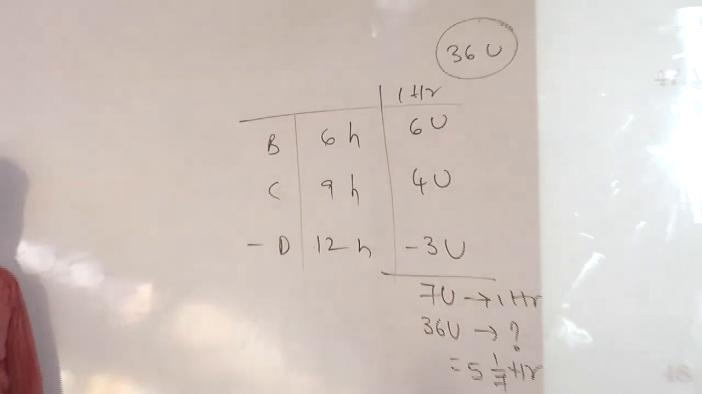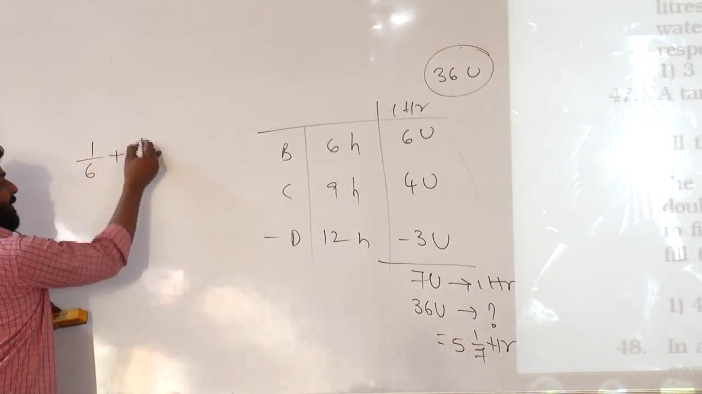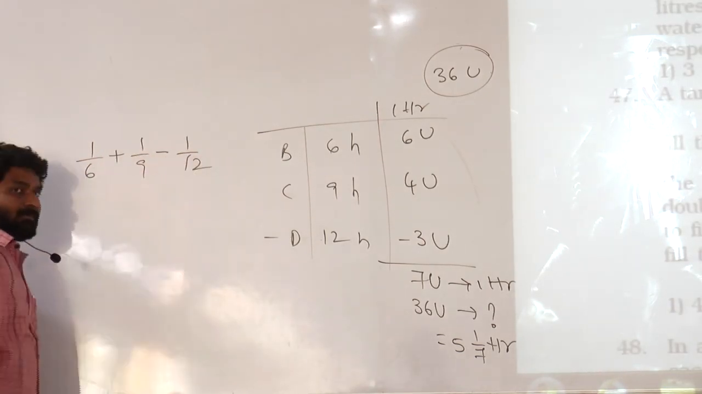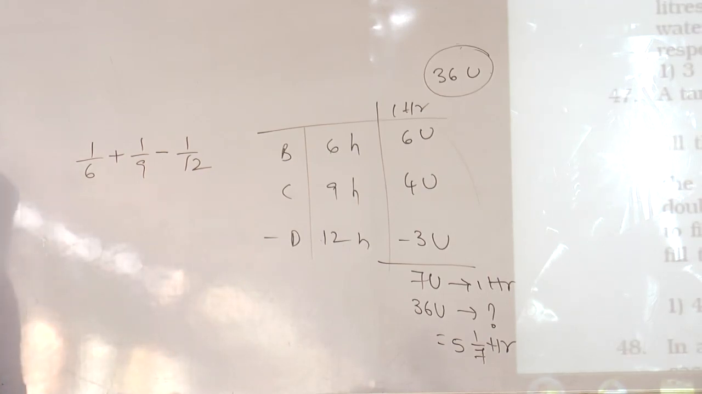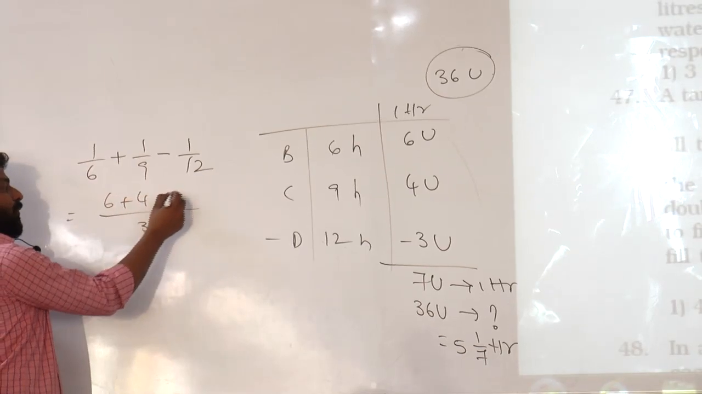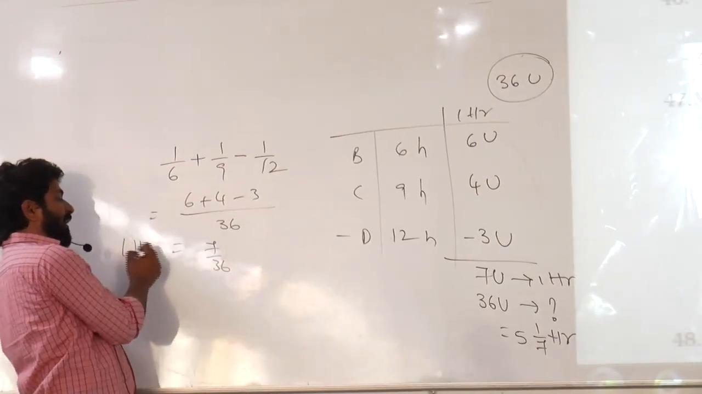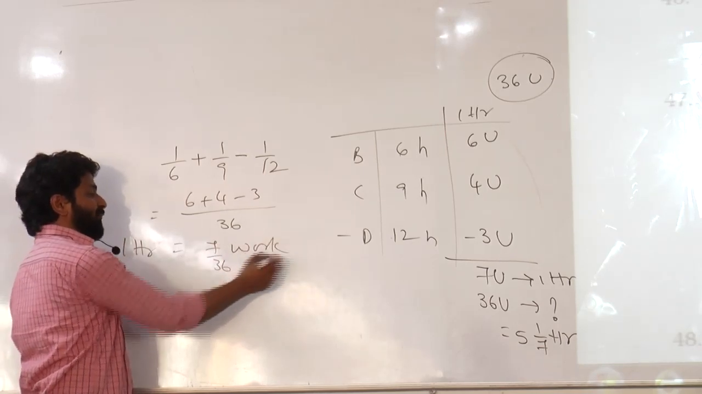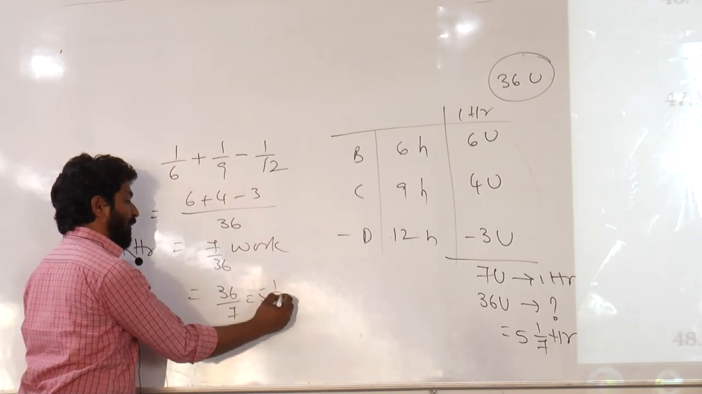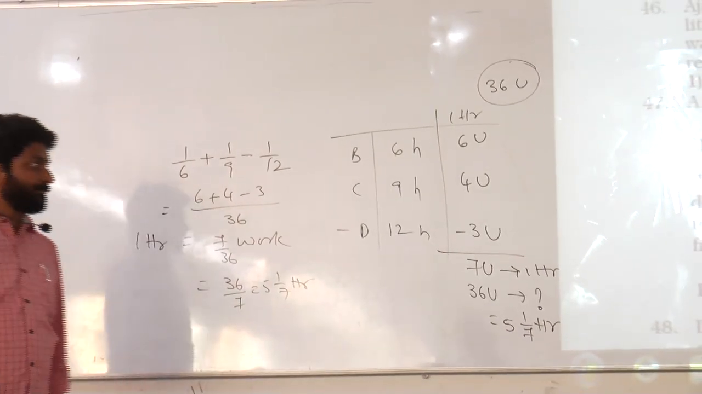Or else if you want to go for 1 hour work, let's go for 1 by 6 plus 1 by 9 minus 1 by 12. Taking 36 here, 6 plus 4 minus 3, which is 7 by 36. In 1 hour they can complete 7 by 36 work. To complete total work they need 36 by 7, which is 5 and 1 by 7 hours. It's up to you.